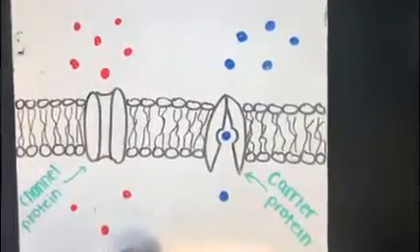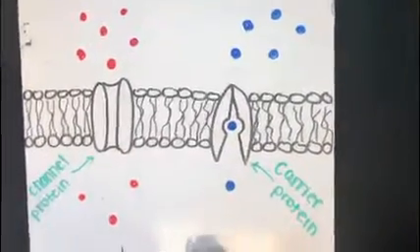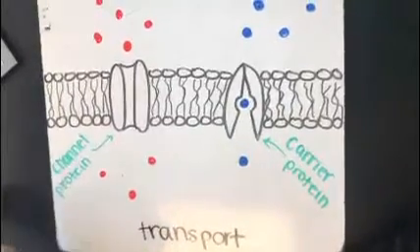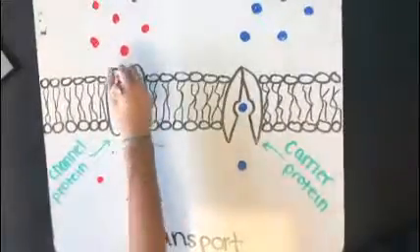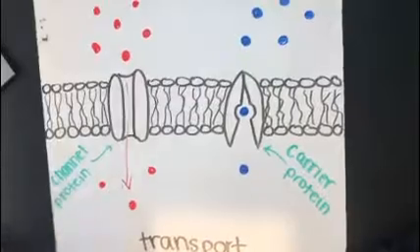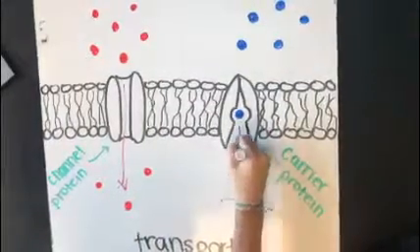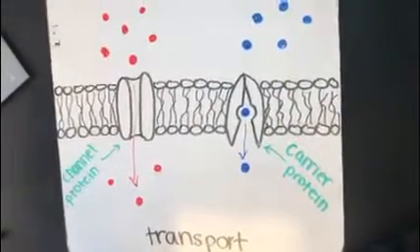Transport proteins are able to help molecules that don't freely pass the membrane. Channel proteins are hydrophobic and allow ions or molecules to pass through. Carrier proteins bind to the molecule and change their shape to move the molecule across the membrane.